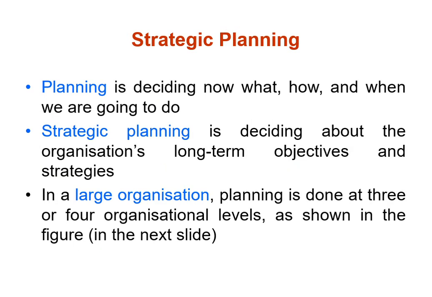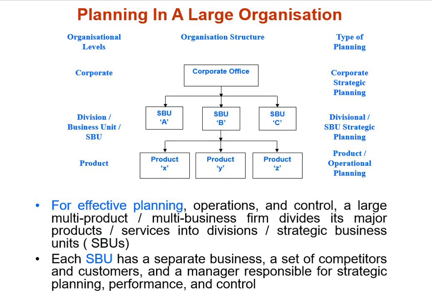So the first is strategic planning. Planning is deciding now what, how, and when we are going to do. Strategic planning is deciding about the organization's long-term objective and strategy. In a large organization, planning is done at 3 or 4 organizational levels, as shown in the figure in the next slide. The planning in a large organization depends on the organization structure, organizational level, and type of planning.